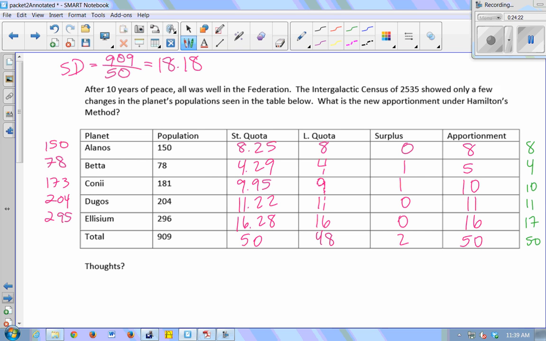Okay. So what do you think? Is anybody upset? Is anybody psyched? What's going on? Beta's upset because they lost a seat, right? But their population stayed exactly the same, right? Anybody else?